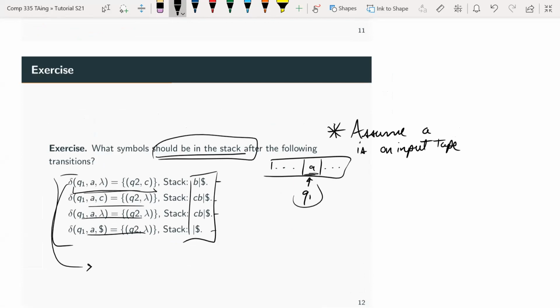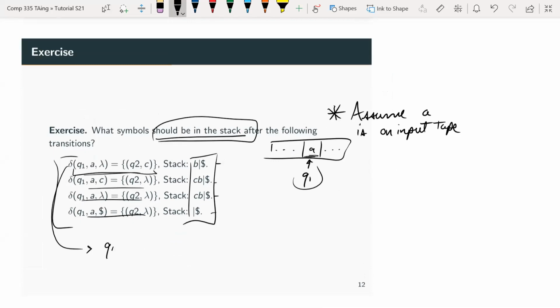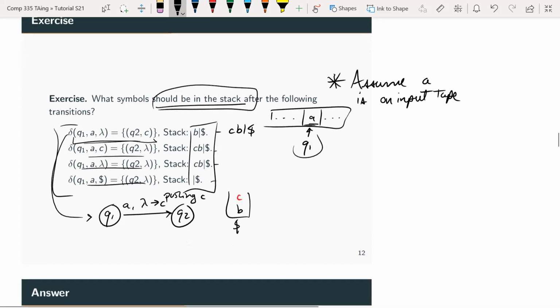So for the first transition, you can just imagine that you're at Q1, that you're reading an A, you don't care what's at the top of your stack, and you're replacing that with C, okay? So what that means is that you're just pushing C, right? Meaning that if you have a dollar sign and you have a B, then what you're going to do to your stack is push a C at the top, okay? So the content of the stack is now CB, okay? The next one here was a pop.